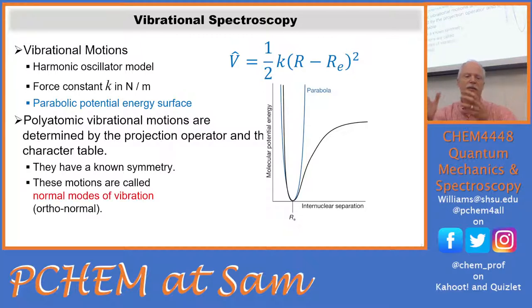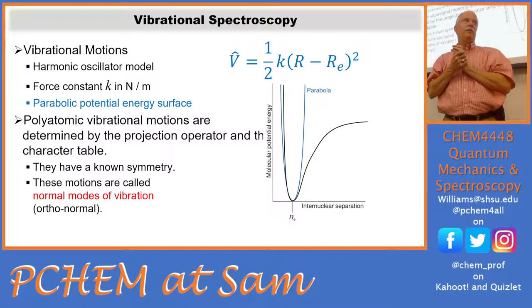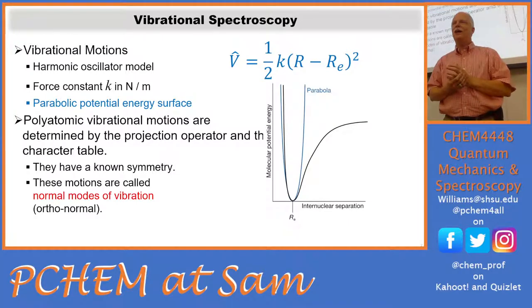And so these motions in the molecule are called normal modes of vibration. Their wave functions are normalized and they're orthogonal to each other. This was the first time in vibrational spectroscopy that I ever got comfortable thinking in multiple dimensions greater than three. We're pretty used to dealing with the Cartesian coordinates, right? X, Y, and Z, three coordinates. Maybe a fourth dimension of time.